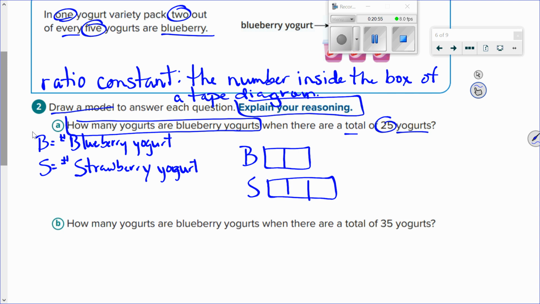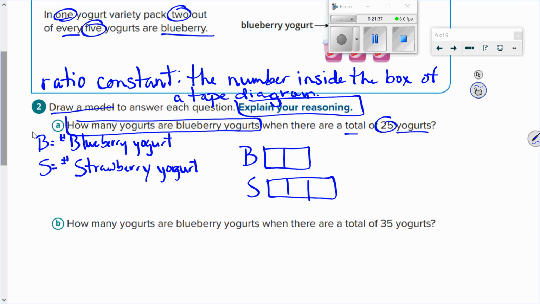But they gave me that third piece of information. They said there's 25 total yogurts, right? So that's the information I need to find my ratio constant, or the number that goes inside of each box. So because they gave me a total, how many boxes do I have total? Guys, you can look at the picture and count. 5. So I have 5 boxes that represent 25 total yogurts. So what number would go inside each box to get me to 25?